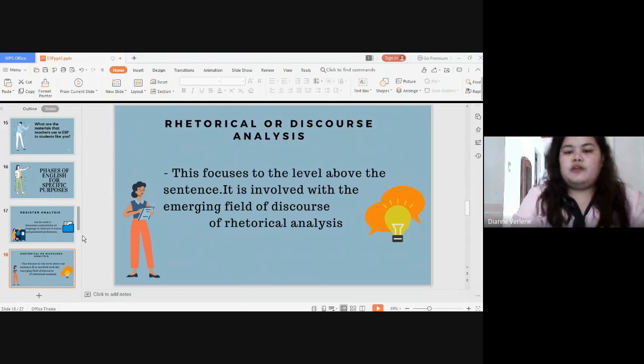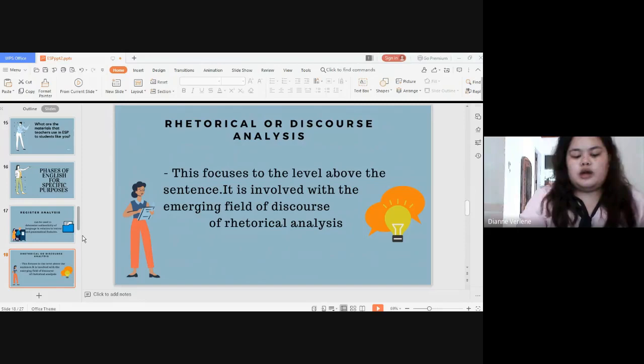And the second one is the rhetorical or discourse analysis. This focuses on the level above the sentence. It is involved with the emerging field of discourse or rhetorical analysis. An example of it is what we did a while ago, the four pics and one word. So we can motivate the students on our topic. Rhetorical is expressive, showing how we can gather the motivation of the students.